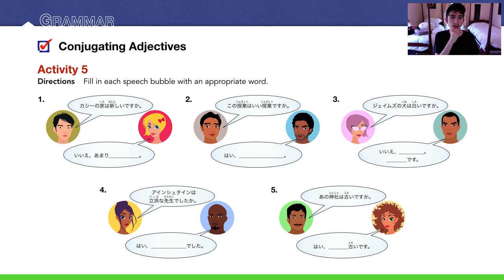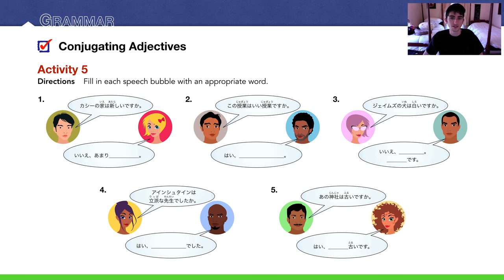Our last activity, activity five, fill in each speech bubble with an appropriate word. All right, pause the video, try this on your own. I'm going to solve it right now. Number one, the guy says, 貸しの家は新しいですか? And Casey says, いいえ、あんまり新しくないです。Right, あんまり. First we know she's negating with いいえ, and then she adds あまり, which means not really, and あまり and いいえ usually take negative conjugations, so we're going to conjugate 新しい to 新しくないです, okay?